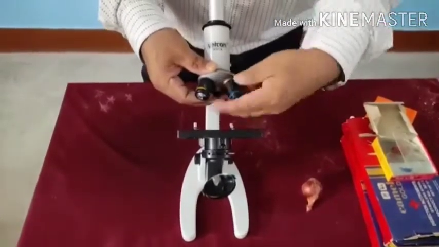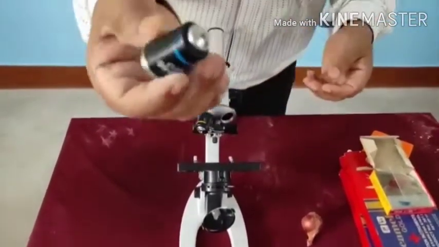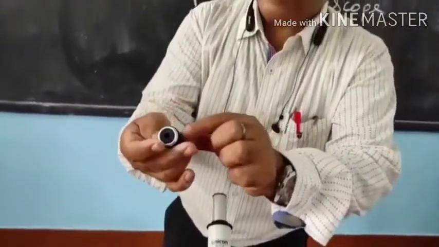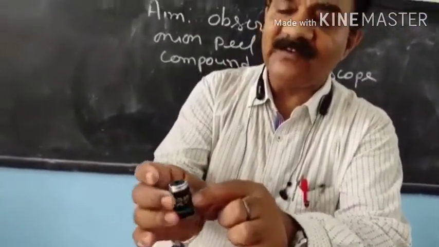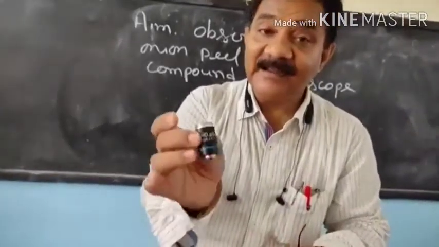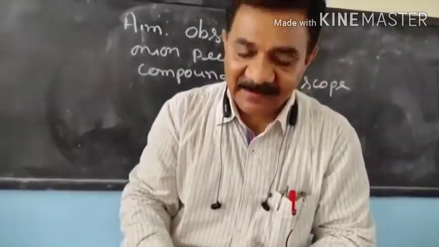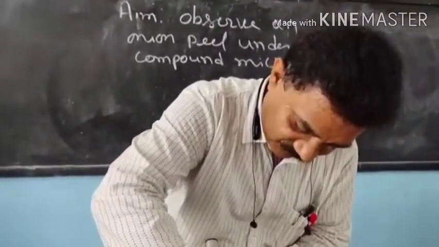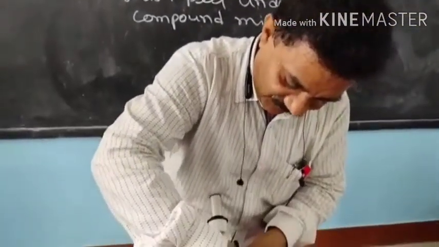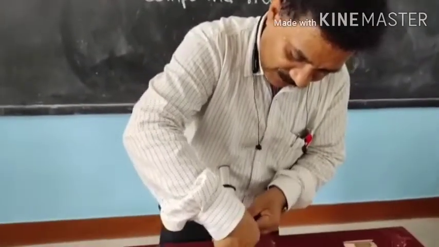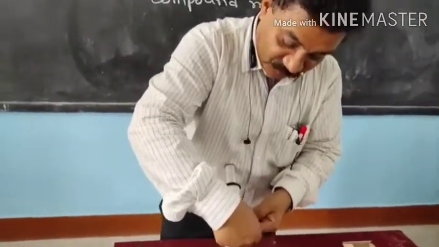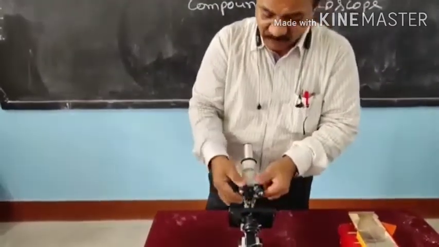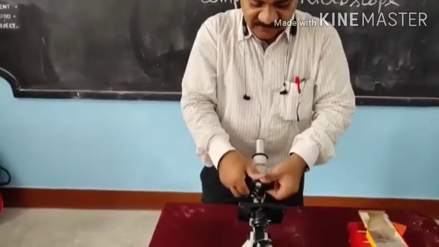You can see this is the lens, and you will see this lens is larger, 45 into 0.65 written. It is higher magnification and this is lower magnification. So it depends on us what type of magnification we need. According to our use, I am fixing it on the nose piece. This one is the nose piece, and it can be rotated.